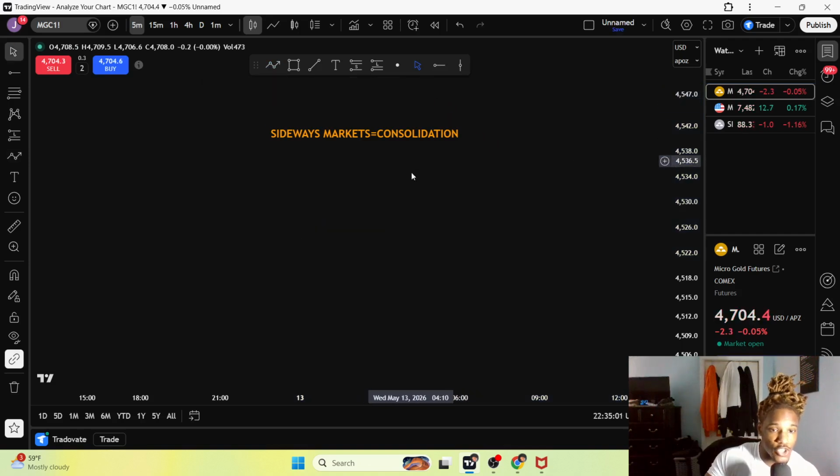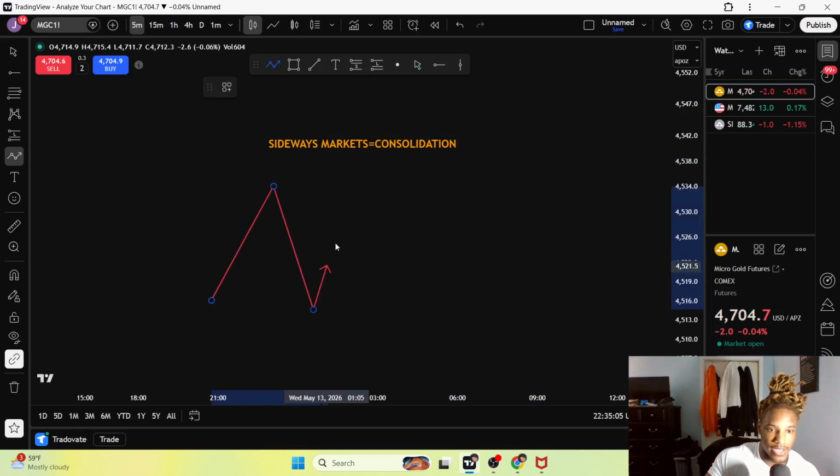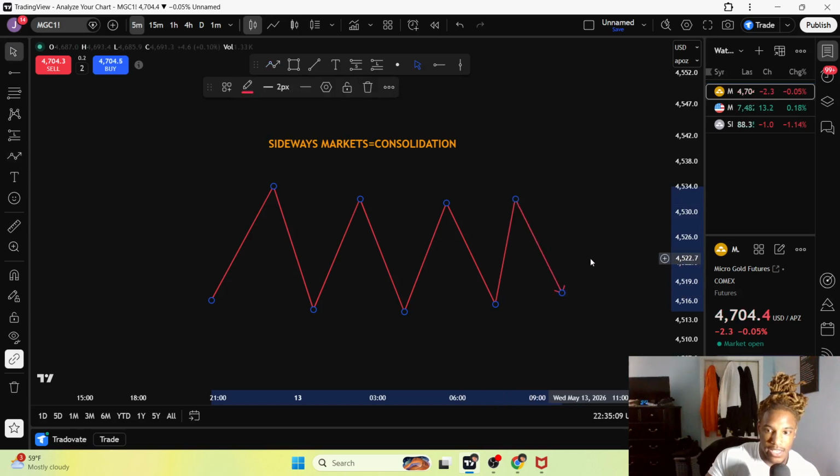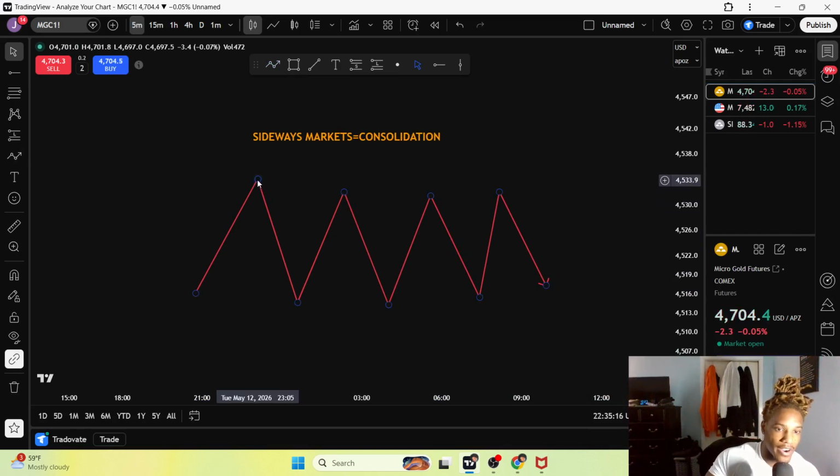And the reason you want to stay away from this type of market, guys, let me draw it back for you. I don't know why it disappeared. The reason why you want to stay away from this type of market, guys, is because you're not going to make any money. You're going to enter up here thinking that it's going to go higher, and then it comes back down. You lose money. Then you try to sell because you think it's going to go lower. Then it goes back up. So it fakes you out, and there's literally no trend.